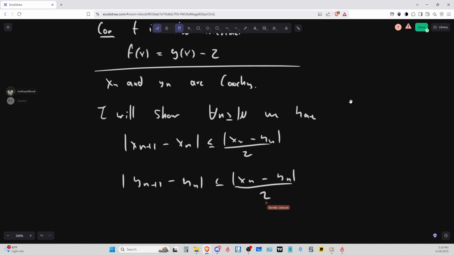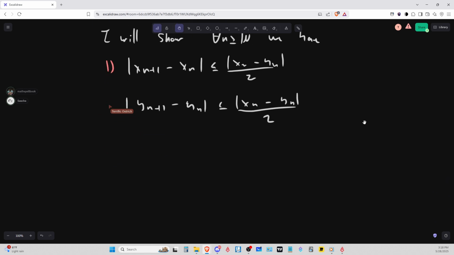So the first one basically says xn plus 1 minus xn. So we're gonna prove them. I'm just gonna show one of them because the proof is the same for the two. Other than that, they're basically the same sequence. I mean, not exactly, but they're very similar. So the argument will work for both of them. So there are two cases.